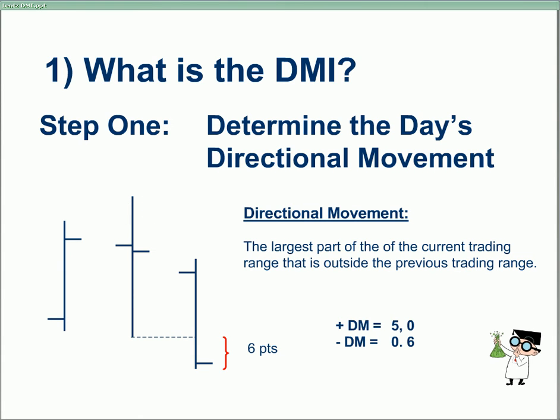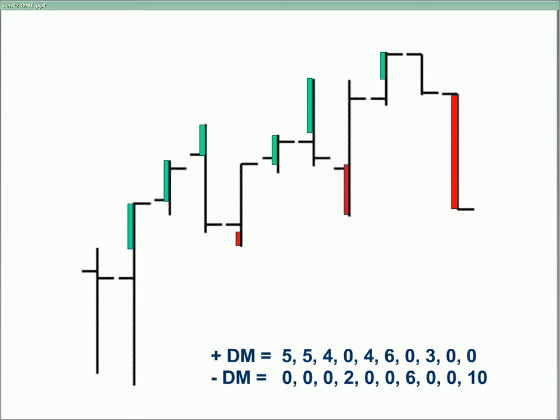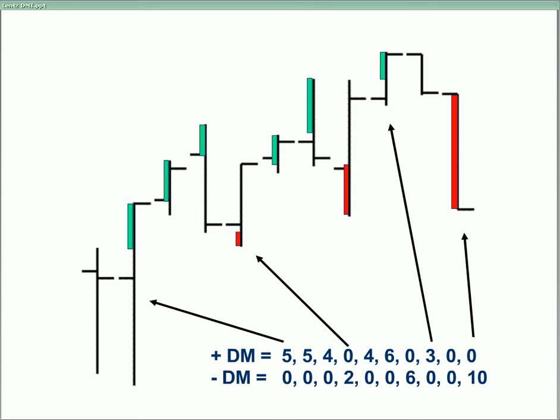And we do that for every single day that goes along. So then the next day comes and goes, and you'll see that we have 6 points for the negative directional movement. But because this one was not outside the previous range, it doesn't even count at all. So we give that just a 0. So now, start moving along day by day, you can kind of see, you start racking up these values. It's going to be either 0 for that day or a positive number.